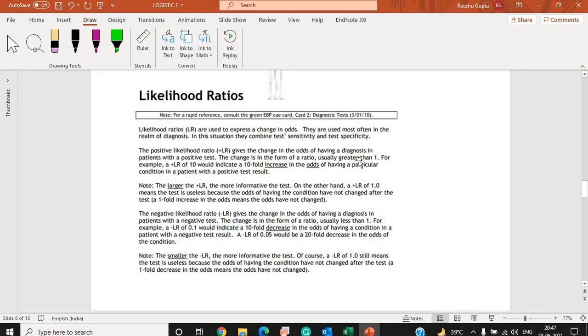Similarly, if it is greater than 1, there is a positive correlation between the dependent and the independent variable. The chance of a positive correlation is pretty high, and that is called the likelihood ratio. If the value is 1, then the test is useless. If it is negative, then the correlation between your dependent and independent variable is in the negative way, meaning if your exposure is increasing, your outcome will decrease.